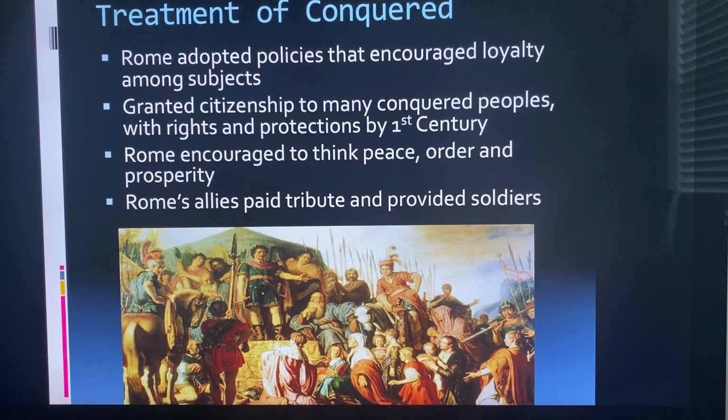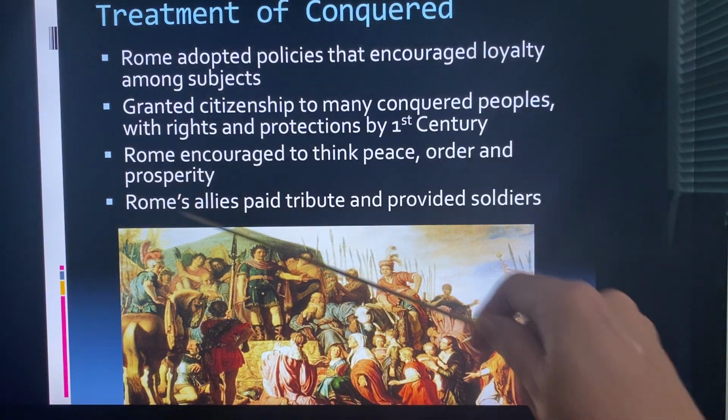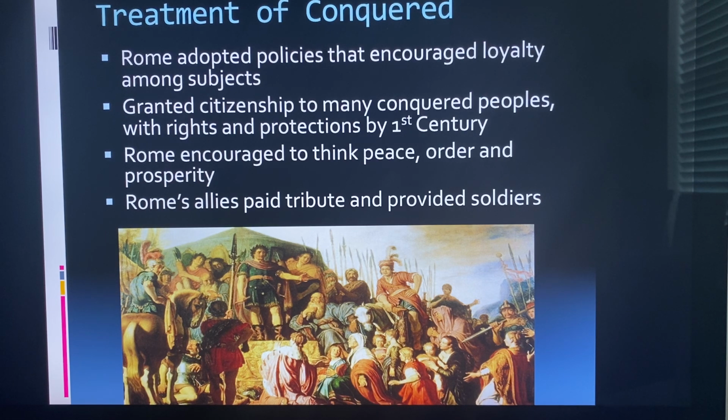So Rome's allies paid tribute and provided soldiers. That means anyone that they conquered, and even their allies, paid tribute, paid money for protection with that great Roman military. And also they provided soldiers too. So here's a picture of Rome coming in and trying to influence the peoples of other countries.